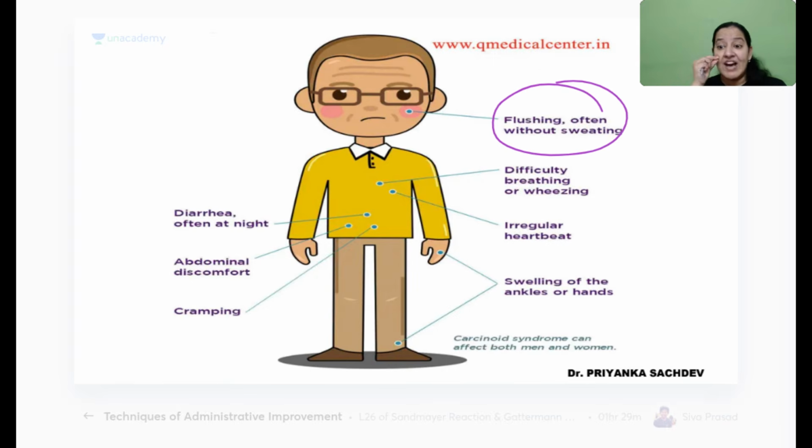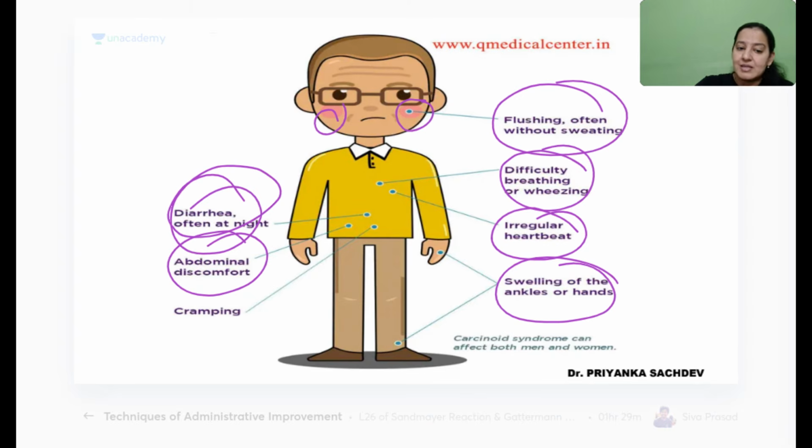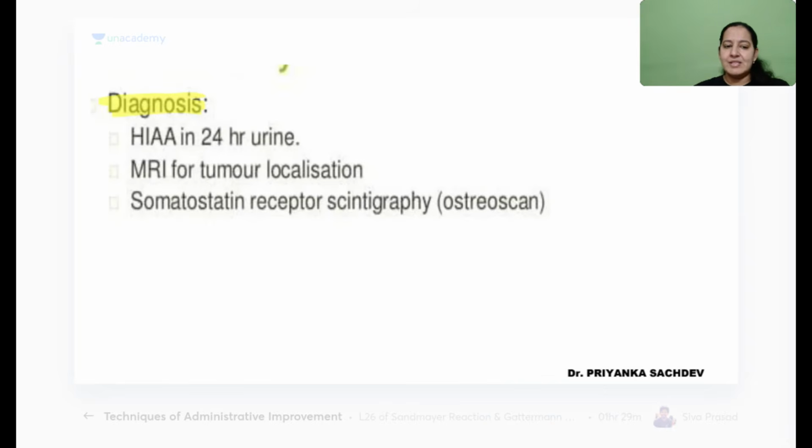It will cause flushing, vasodilatation of the facial blood vessels. So the patient will present with flushing, a very red face as if flushing. So flushing is number 1. Number 2, difficulty in breathing. Number 3, irregular, increased heart rate, swelling in the ankles, and diarrhea. The peristalsis is increased, so the patient presents with diarrhea. With diarrhea, there is abdominal discomfort and cramping, spasmodic pain in the stomach.